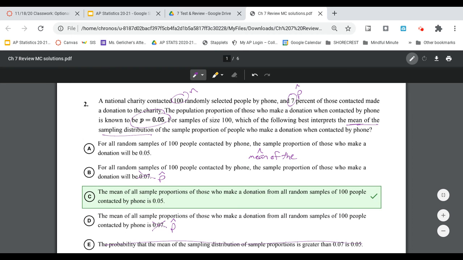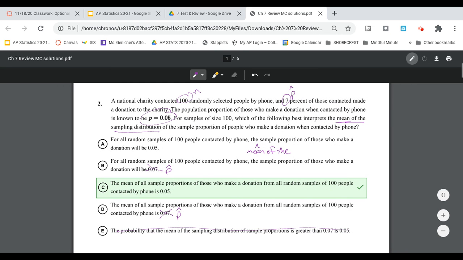Okay, for number 2, a lot of what I did on these problems was they keep giving you all these numbers. And I always try to figure out what each number is, label it with its notation, and that helps my brain keep track of which equations we are using and what is connecting to what. So we have 100 is N. We said 7% of those contacted made a donation to the charity. So of those contacted, that's in the sample. So 0.07 would be P hat.